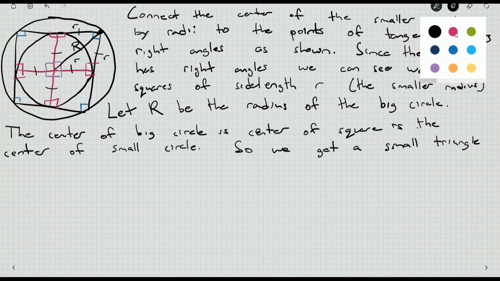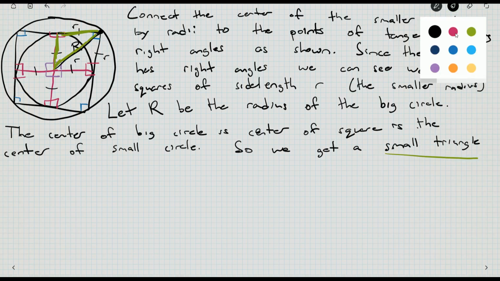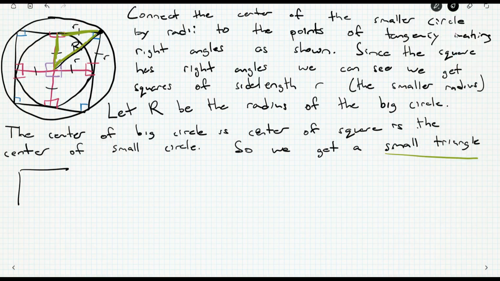So we got a little triangle. I'll highlight the triangle. I'll underline it in green here. But this triangle is what we're talking about right here. So it's a nice little triangle there. We get R, it's a right angle triangle. And now we have a relationship between little r and big R.